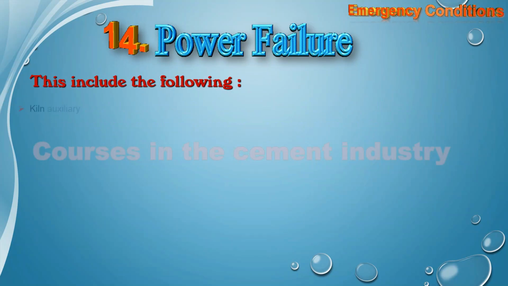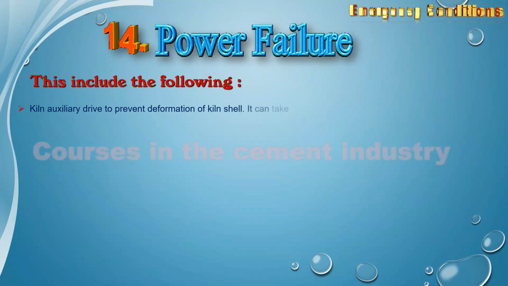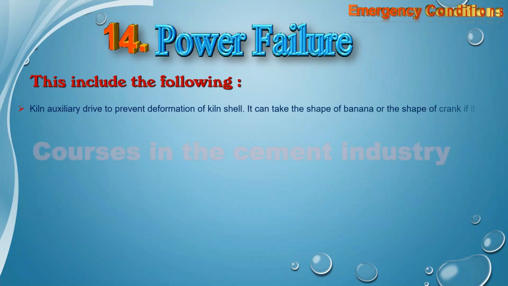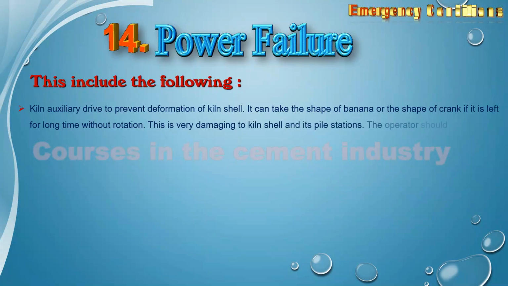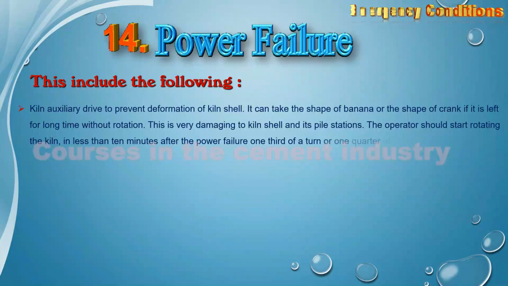1. Kiln auxiliary drive to prevent deformation of kiln shell. It can take the shape of a banana or the shape of a crank if it is left for a long time without rotation. This is very damaging to the kiln shell and its pile stations. The operator should start rotating the kiln in less than 10 minutes after the power failure, 1/3 of a turn or 1/4 of a turn.